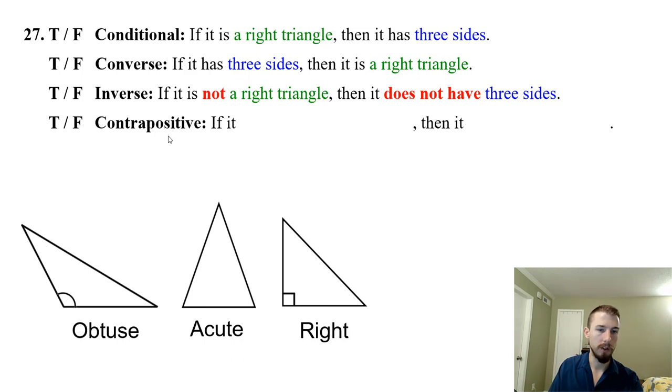All right, then the contrapositive, remember that's our longest one. We switch the order and we negate it. So we're going to say if, we're going to start with the quotient now. So if it does not have 3 sides, then it is not a right triangle.